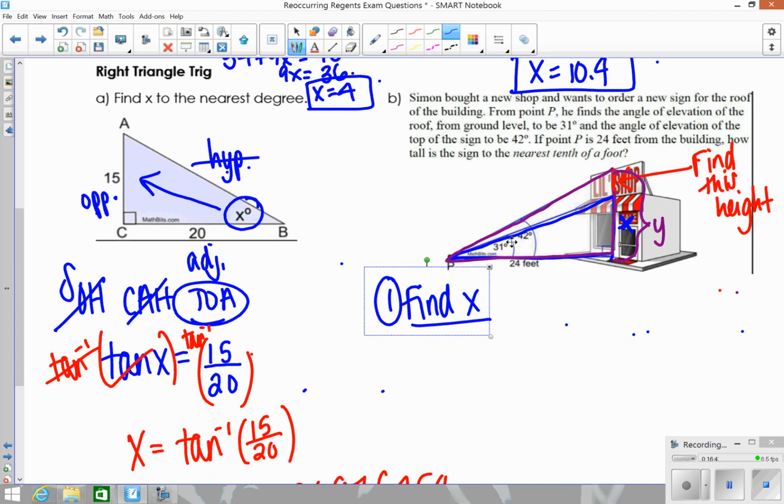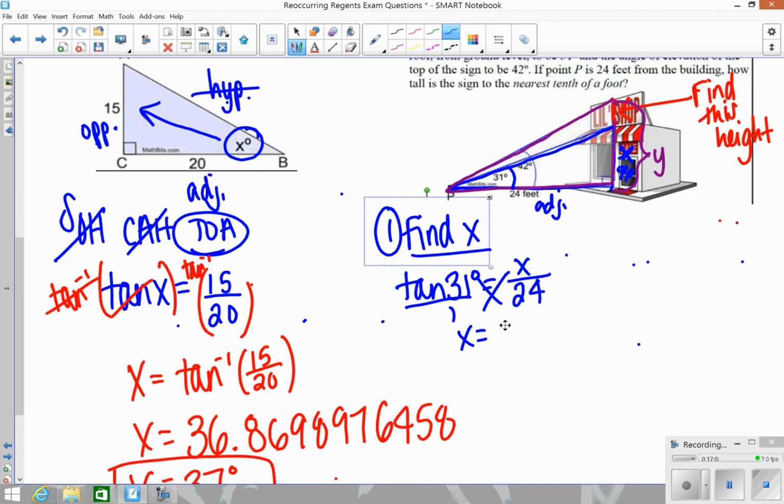So 31 is the angle here. So this is going to be our opposite. If you go across from it, this will be the adjacent. Hypotenuse you're not going to use. So that means you're going to be using tan. So it's going to be tan of 31 degrees equals opposite over adjacent. Put this over 1, cross multiply. So you get x equals 14.4207. And remember, I'm going to be using that exact answer. I don't want to round till the end.